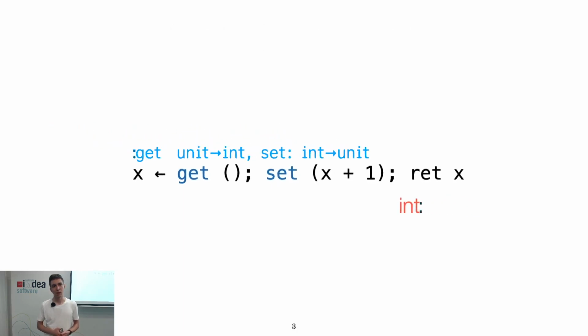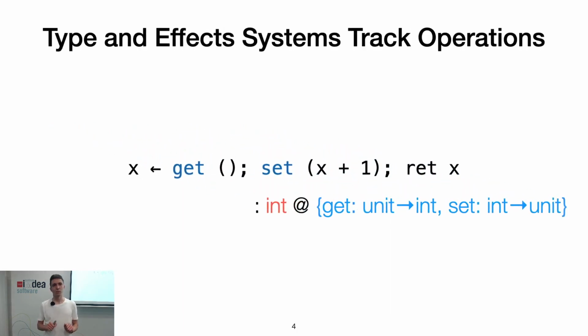But moreover, what we typically want to know in programs that use algebraic effects is which operations they used. So we also track their effects in the typing, alongside the return type of integer. We call such type systems, which also track operations, type and effect systems. And let's look closer at this type and effect system annotation.